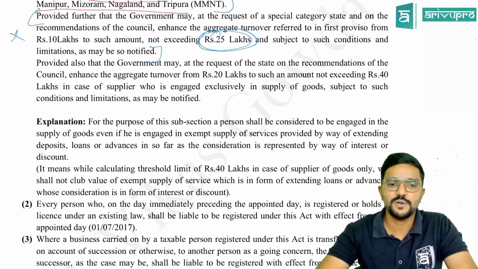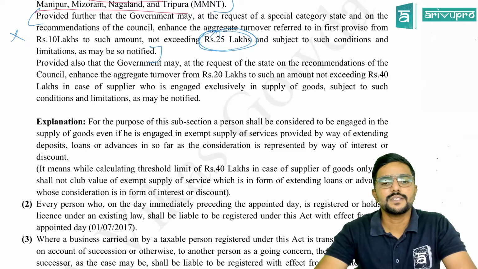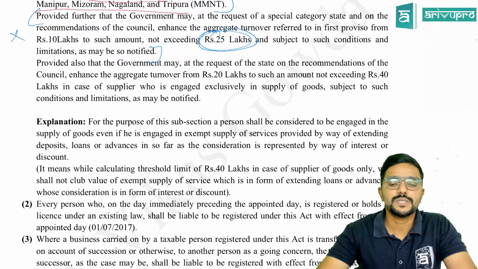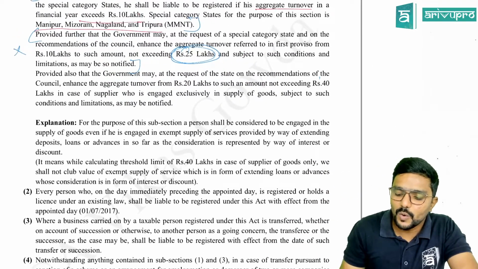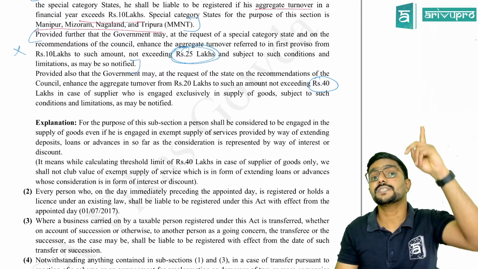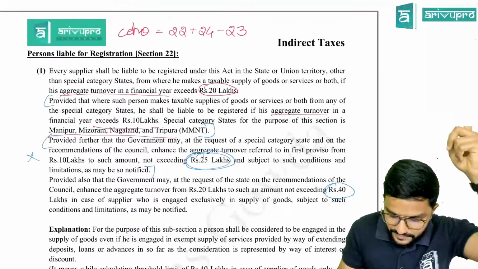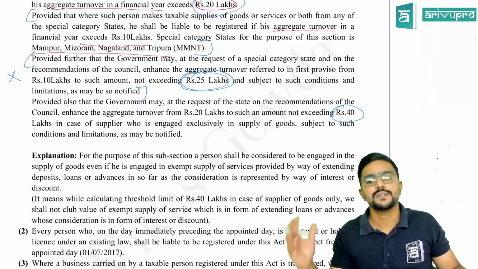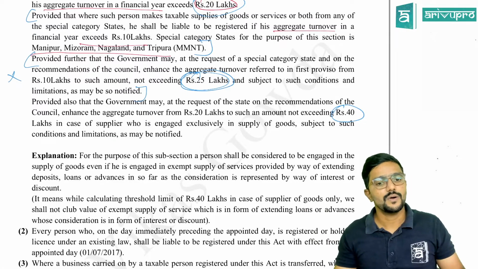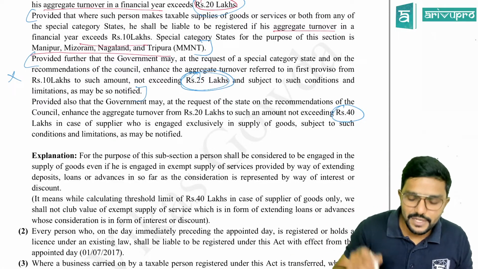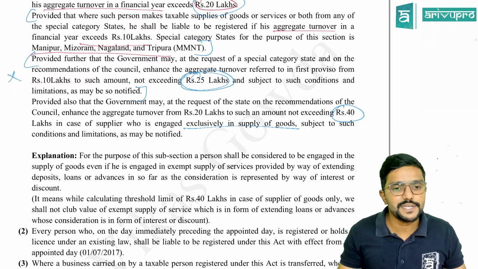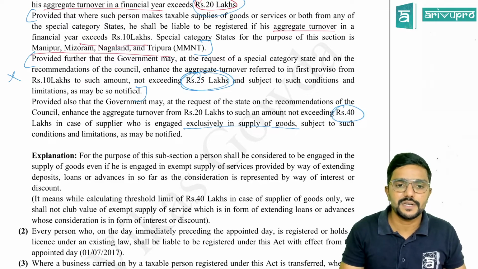So next proviso, one more proviso. Provided also that the government may, at the request of a state on the recommendation of the council, enhance the aggregate turnover of 20 lakh to such amount not exceeding 40 lakh. Okay, means the 20 lakh limit is applicable for which states? Normal states. Agree? They are telling the government has a power to increase this 20 lakh to 40 lakh in case of a supplier who is engaged exclusively in the supply of goods, subject to such conditions and limitations as may be notified.